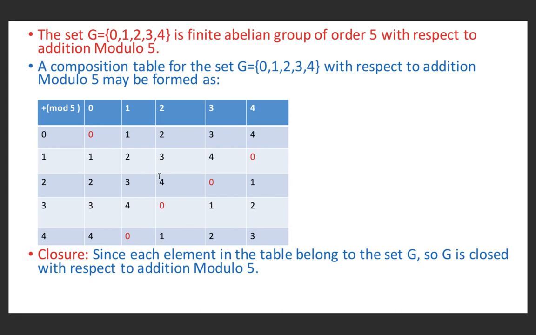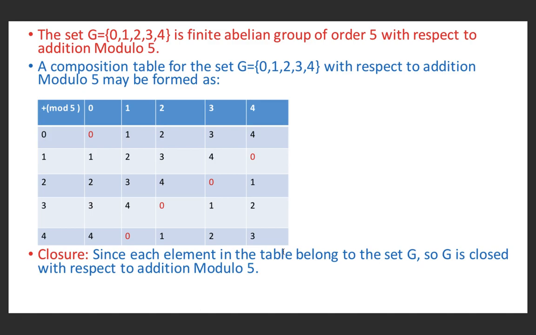Now the third diagonal element is 4. The elements to the right of 4 are 0 and 1 in the third row, and 0 and 1 in the third column below 4. These are also the same. Now the fourth diagonal element is 1. The element to its right is 2, and below it is also 2. So this composition table is symmetrical about the main diagonal.